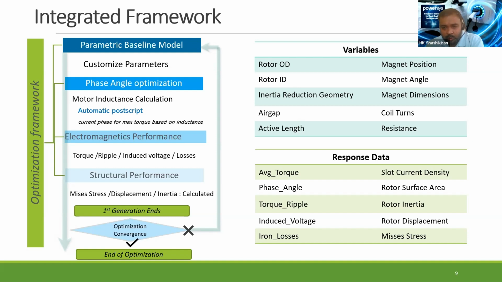We also are looking into rotor surface area, and using this number, we are trying to calculate the rotor inertia. We are also taking care of rotor displacement because that is a direct output that we have from the system. So if by any chance the rotor inertia is uncalculated, we keep a track on rotor displacement and the overall stress in the system. So these are the variables and the response data that we are tracking.